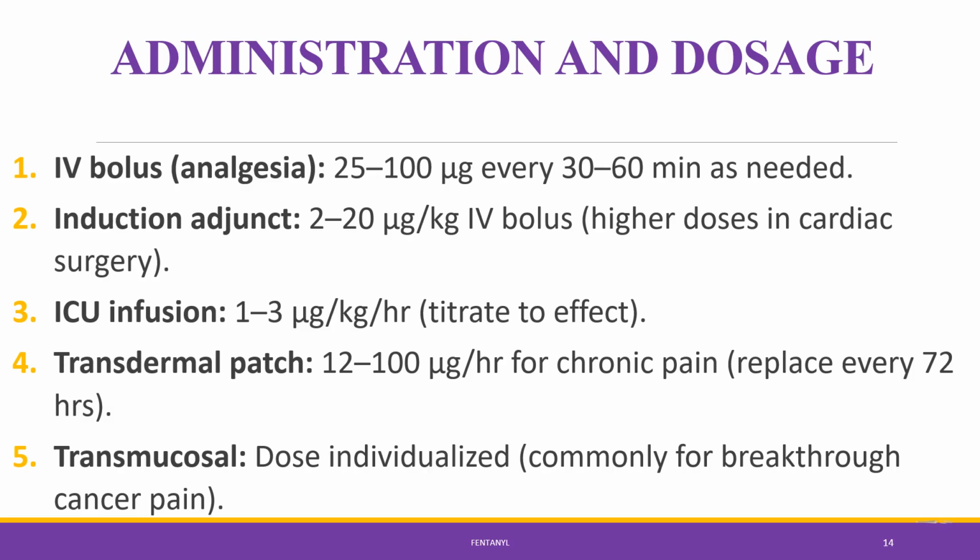ICU infusion 1 to 3 microgram per kilogram per hour, titrate to effect. 4. Transdermal patch 12 to 100 microgram per hour for chronic pain, replace every 72 hours. 5. Transmucosal. Dose individualized, commonly for breakthrough cancer pain.